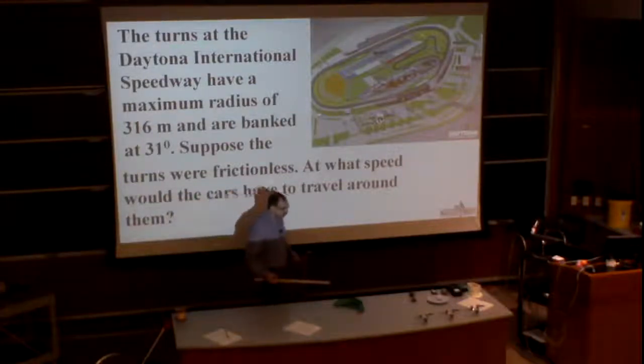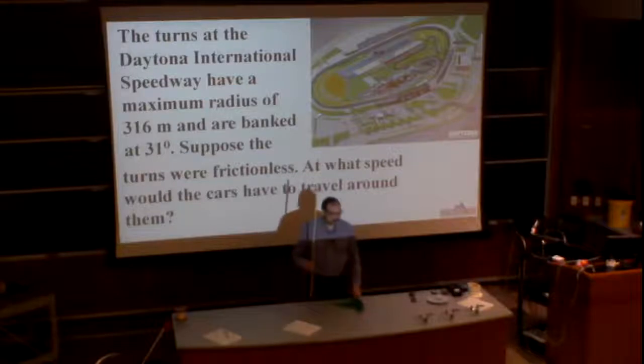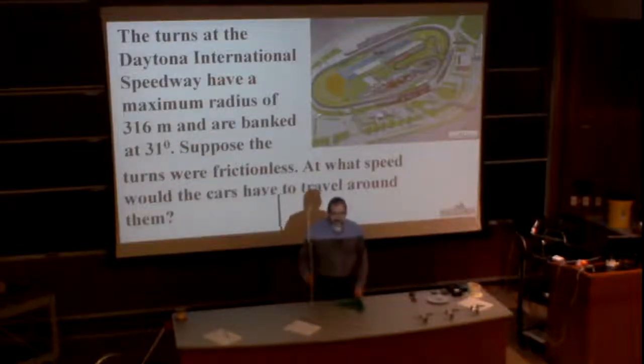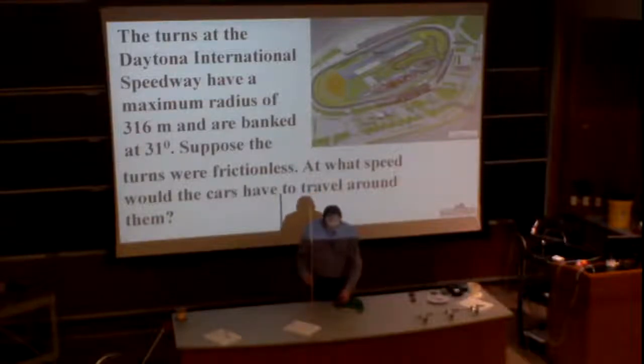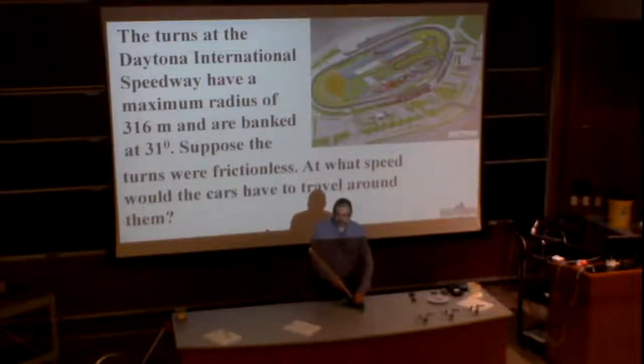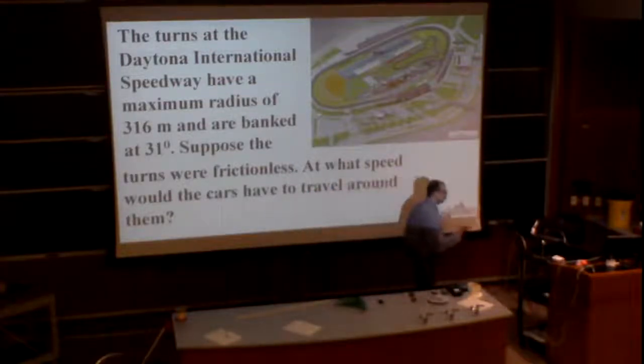Someone stole my vector. So we know that normal force is always perpendicular to a surface, which means when the car travels like this on a banked surface, normal force has to be perpendicular to that surface. That's the only important fact to keep in mind. So we have to draw a diagram with the normal force perpendicular to the surface and apply Newton's second law. That's it.